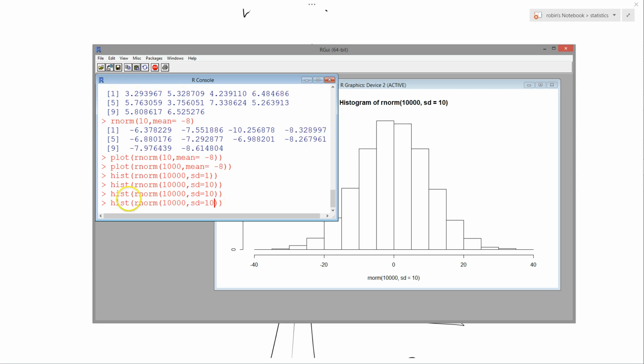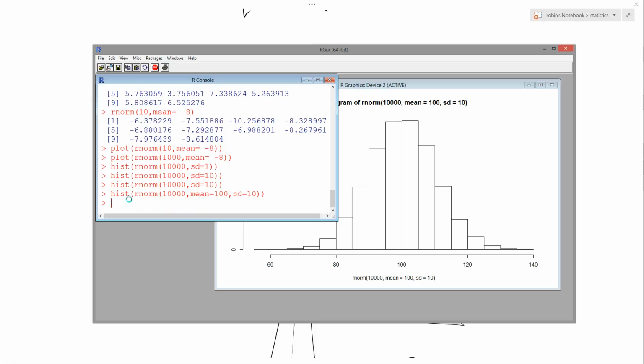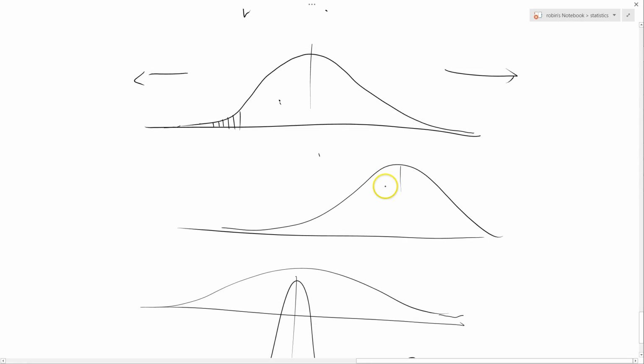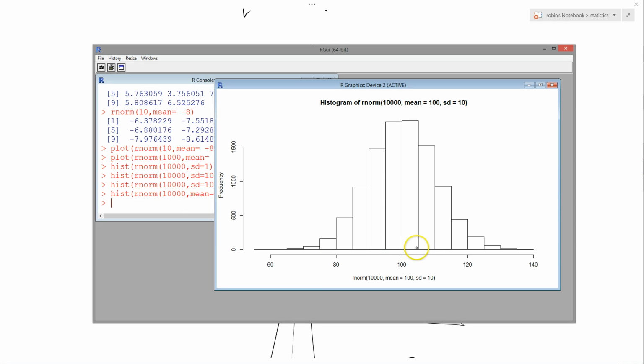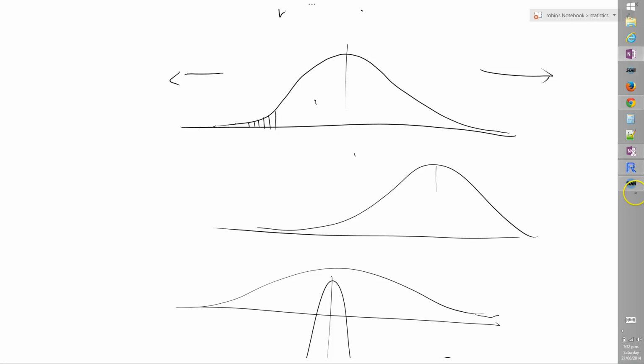And of course I can change both of those at the same time. Mean equals, let's say, 100. Standard deviation equals 10. There we go. So now they're clustered around 100, and they go plus or minus 10 on either side, which is quite nice.